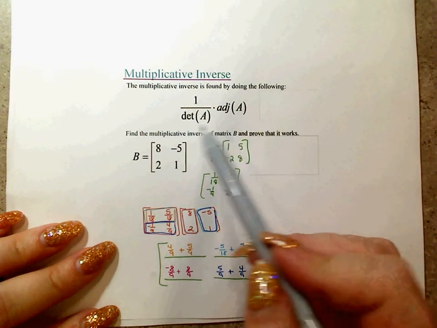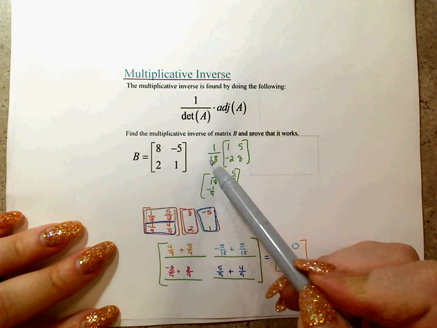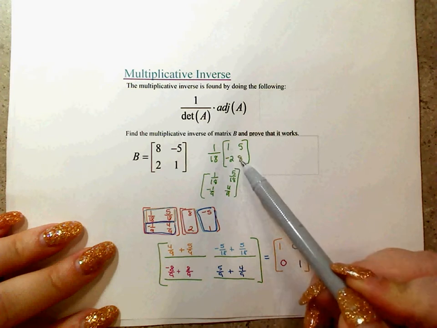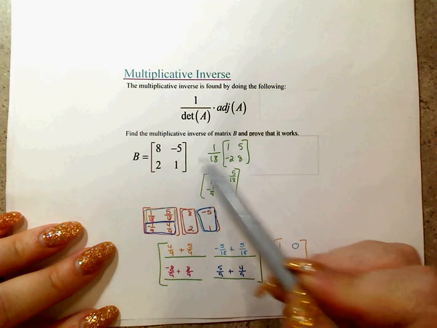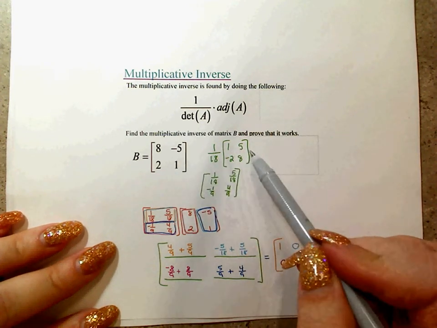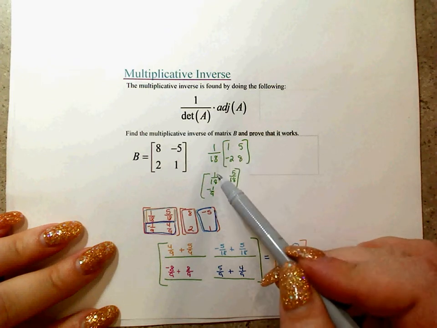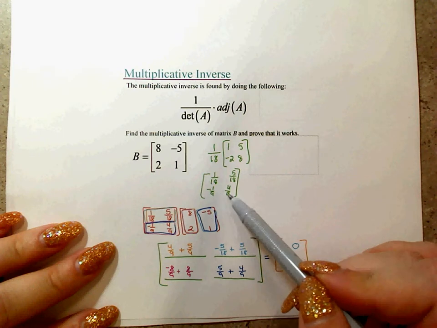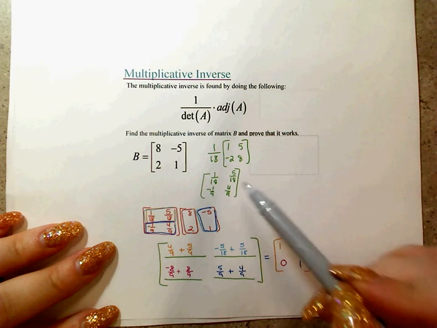So we found that the determinant of this was 18. So 1 over 18 times the adjugate: switch the 8 and the 1, change the sign of 5 and negative 5 and 2, and then distribute the 1/18, so scalar multiplication. So that becomes 1/18, 5/18, negative 2/18, which is negative 1/9, and 8/18, which is 4/9.